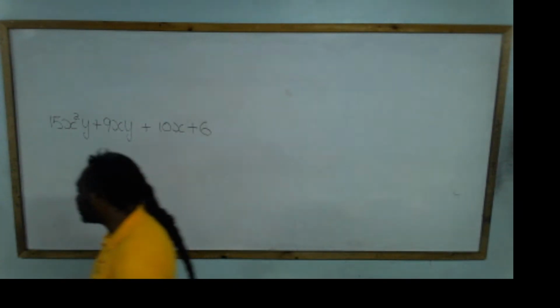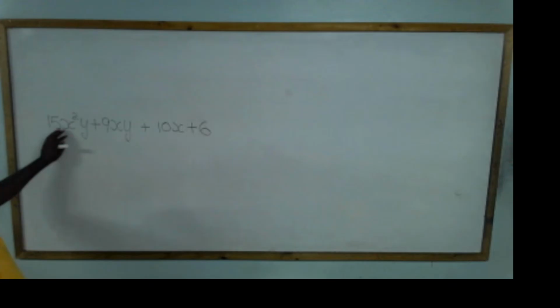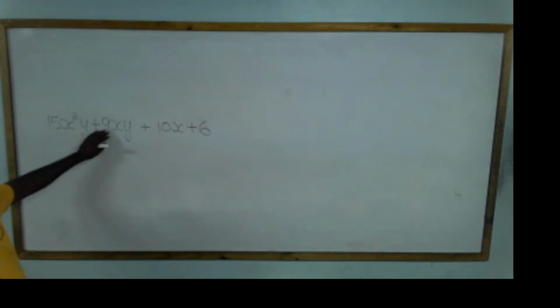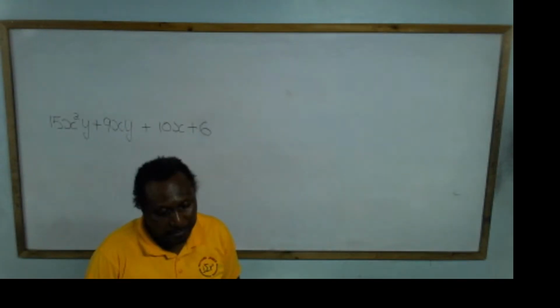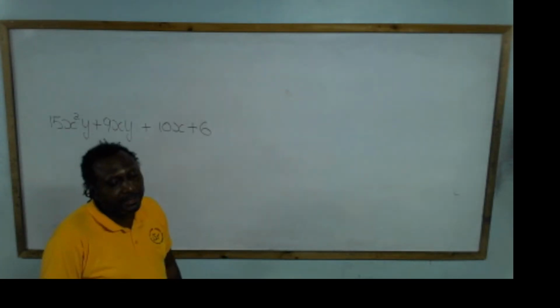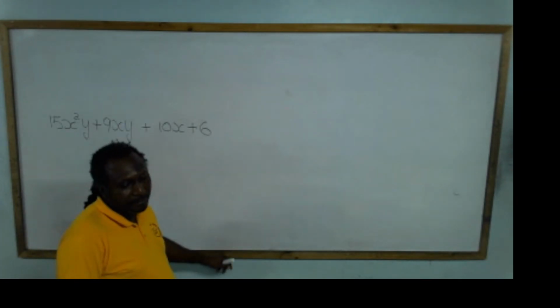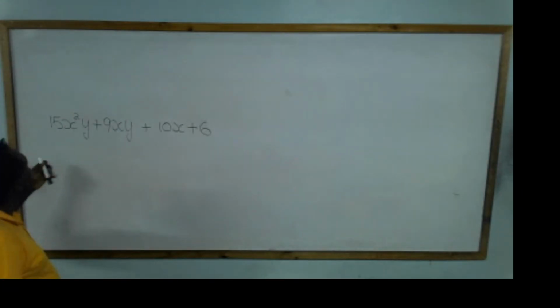So for these two, what will we do? We'll take the highest common factor of 15x squared y plus 9xy. Any suggestion? All right, so the largest number that will divide into 15 and 9 without a remainder, that largest number is 3.